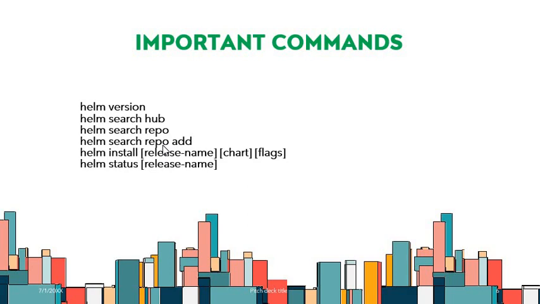So these are the important commands of Helm: helm version. After installation, you can check the version of Helm you have installed. Then helm search hub. Using the search command, you can search any repo, or you can add any repo in your Helm. Then you can use the command helm install, give the release name, chart, and flags. You can also check the helm status after the deployment.